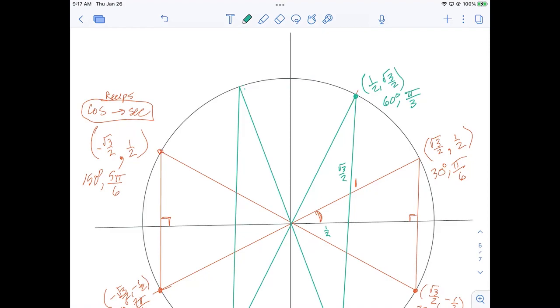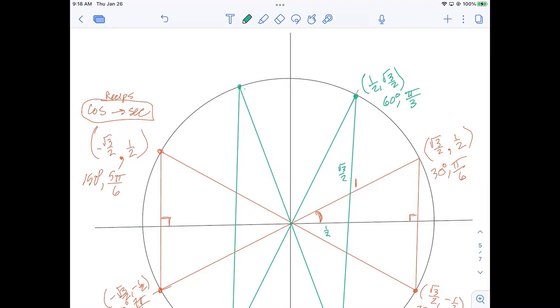What would the secant of pi thirds be? Secant is the reciprocal of cosine, right? What's the reciprocal of 1/2? 2, right? What would be the cosecant of pi thirds? Cosecant flips the y, so you flip it and you get 2 over root 3, and then you re-rationalize it and you get 2 root 3 over 3, okay? Got the idea? We're moving along.